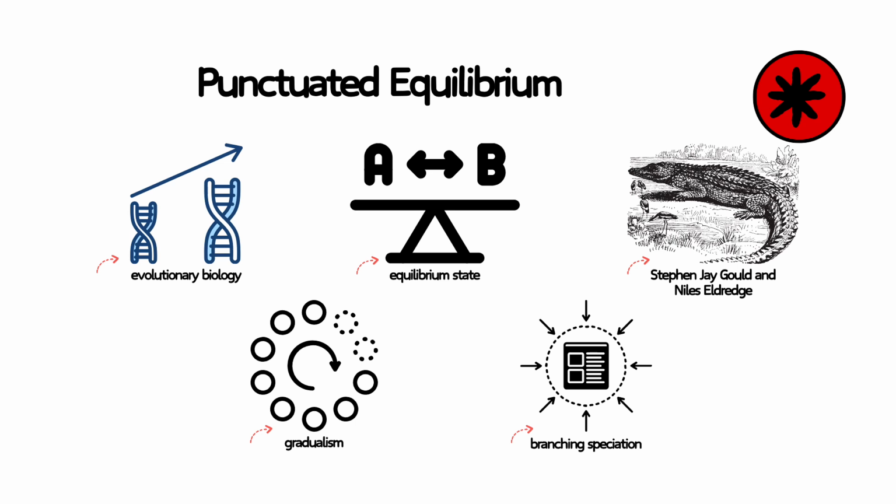This stasis is punctuated by brief periods of rapid change during which species undergo significant evolutionary transformations, often associated with a split in lineages. Proposed by Stephen Jay Gould and Niles Eldredge in 1972, this theory challenged the traditional view of gradualism, which held that evolutionary changes occur slowly and steadily over time. Instead, punctuated equilibrium suggests that evolutionary changes are concentrated in rare, geologically rapid events of branching speciation, followed by long intervals of morphological stability.